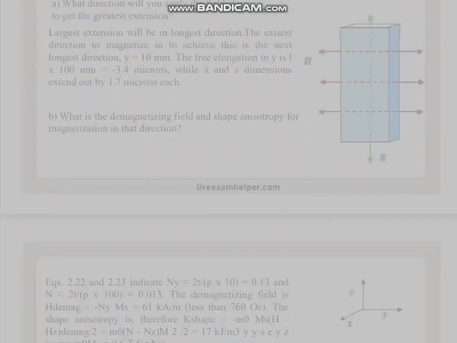A. What direction will you apply the field along to get the greatest extension? Largest extension will be in the longest direction. The easiest direction to magnetize in to achieve this is the next longest direction, y equals 10 mm. The free elongation in y is λ times 100 mm equals -3.4 microns, while x and z dimensions extend out by 1.7 microns each.